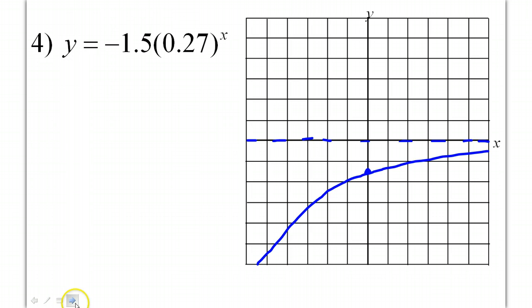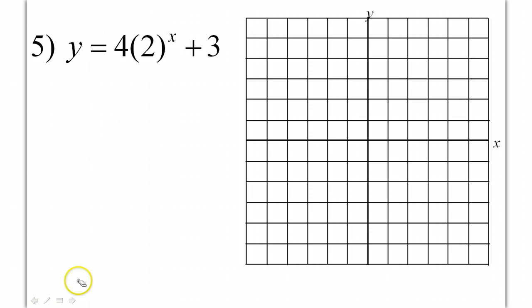Okay? Number 5. Aha! This is not the parent function anymore. It has this plus 3 on the end. Based on what we learned a long time ago, what effect does it have on a graph when you add 3 on the end like that? It shifts everything up 3. Adding a number on the end like that moves everything up 3. So, instead of being the x-axis, what will the new asymptote be?